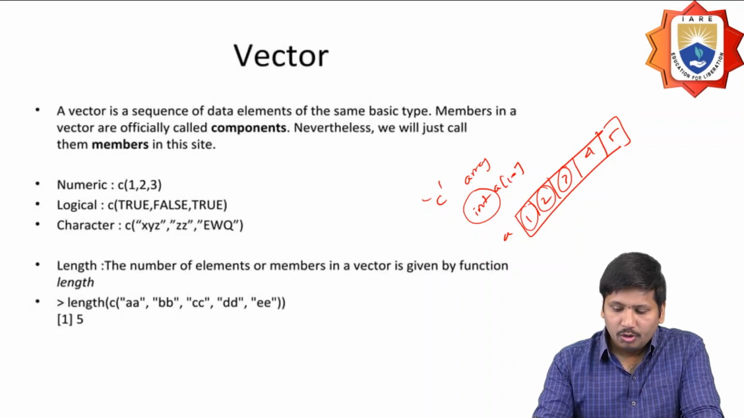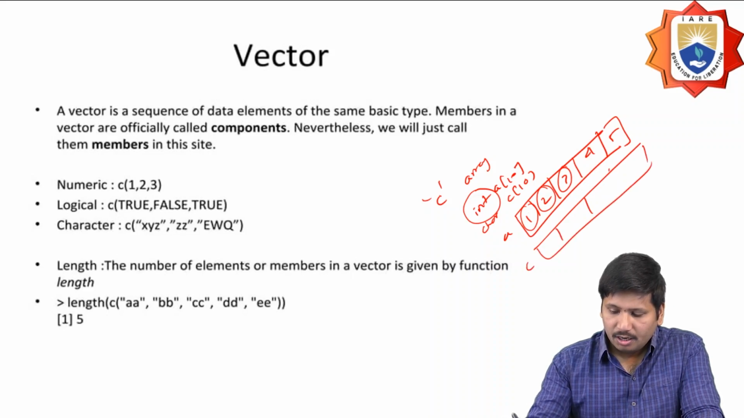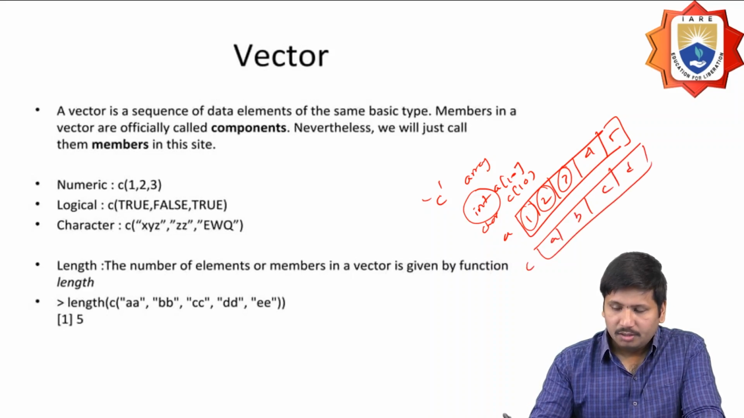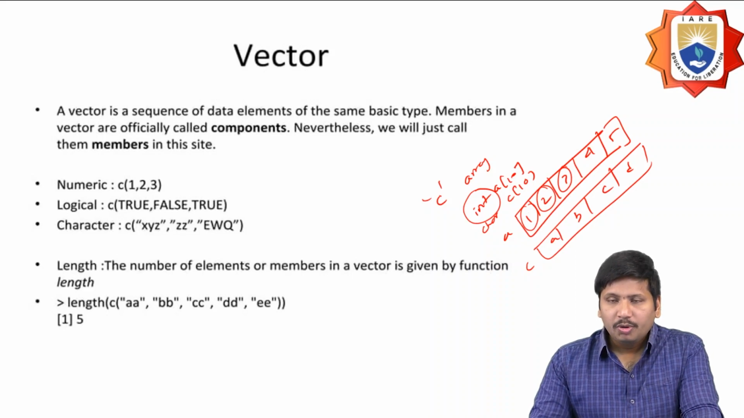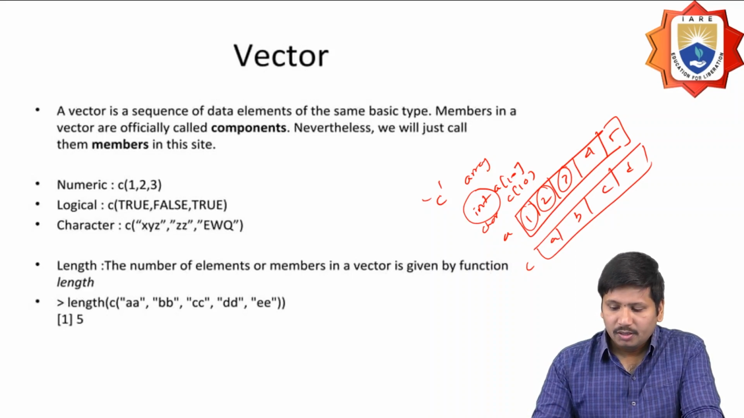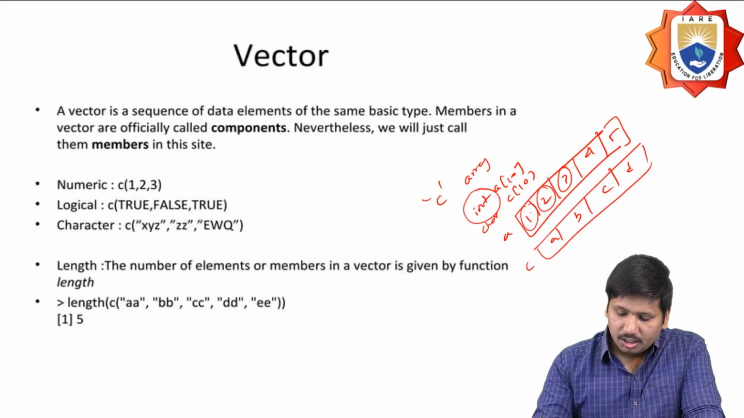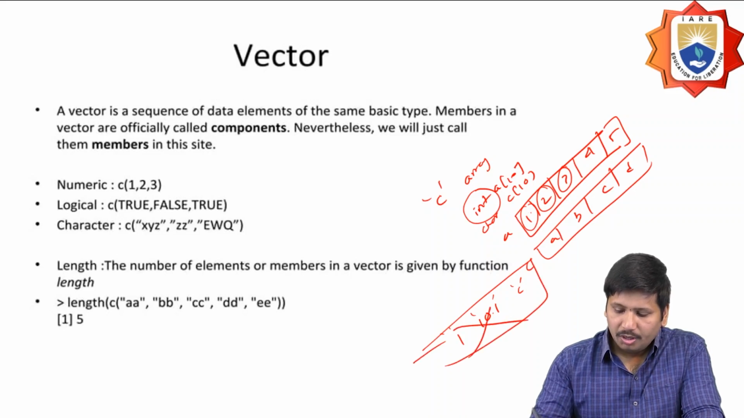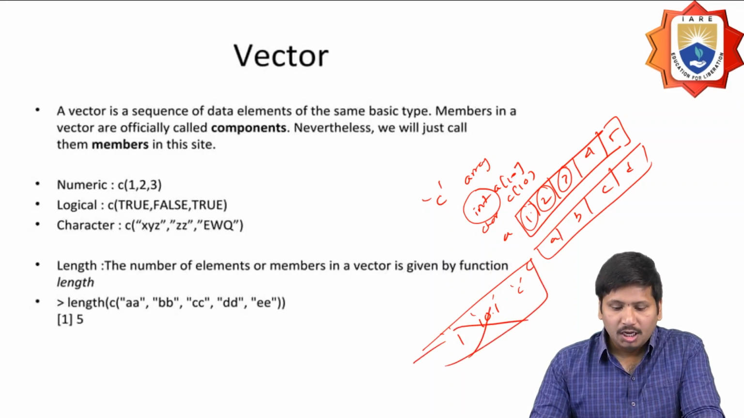Suppose I have a character array, c of 10. Then I can create a character array like ABC. So the data should be homogeneous, that means the same kind of data. One is not an integer, another is not a floating point, another is a character. That kind of mix is not a homogeneous data element.